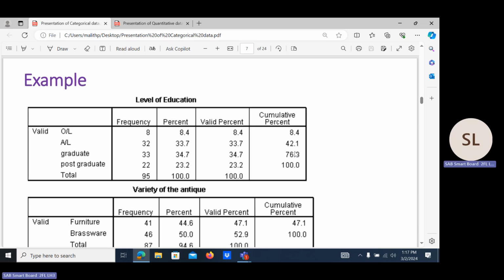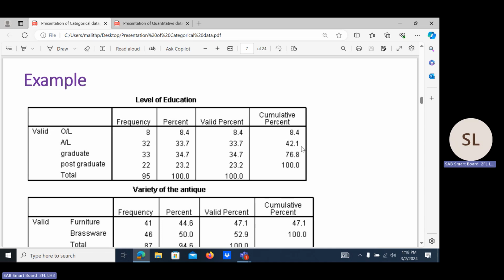We add to the previous one. The first one is 8.4. Then we add the second percentage value, 33.7. Then what is the cumulative one? 42.1. What does the 42.1 represent? It means 42.1% of the total respondents studied up to O-level and A-level. The first two categories are both represented through this 42.1.